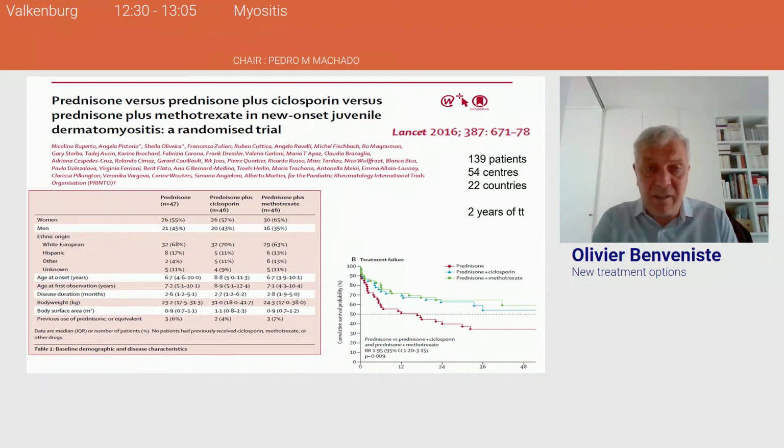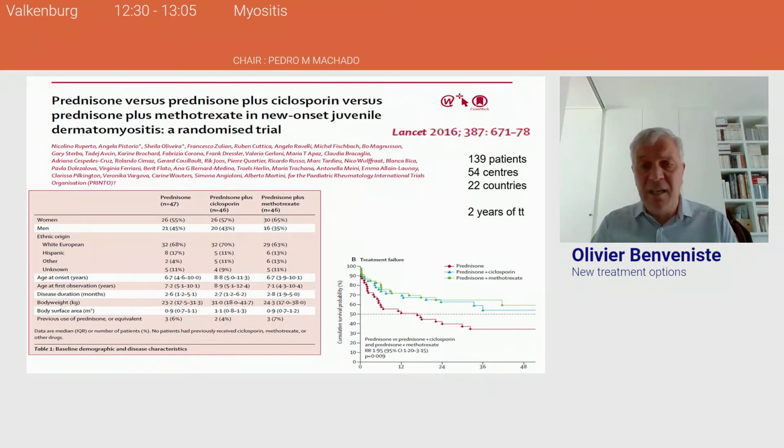well-done clinical trial was devoted only to juvenile dermatomyositis and published recently in the Lancet. And even if this trial is for a very rare disease and a very homogeneous group of patients, that is also the strength of this study, it was able to compare three drug approaches. The first was with prednisone alone, the second with prednisone plus cyclosporine, and the third prednisone plus methotrexate.